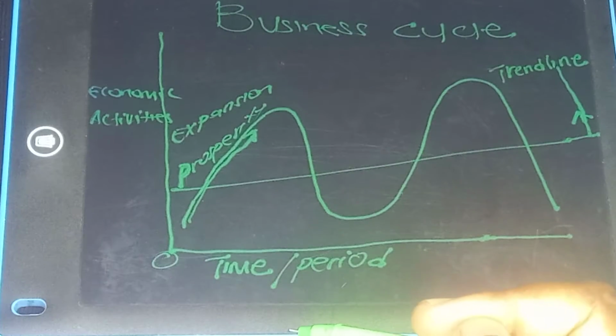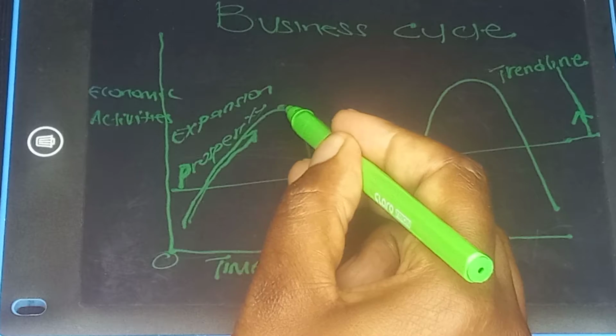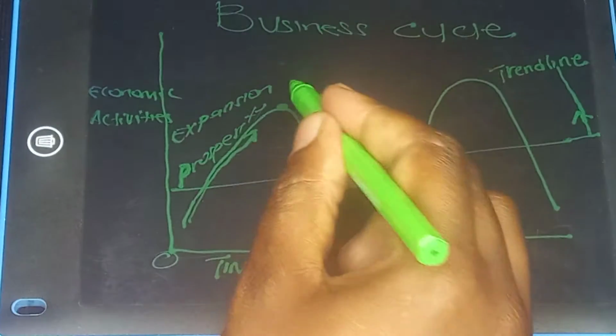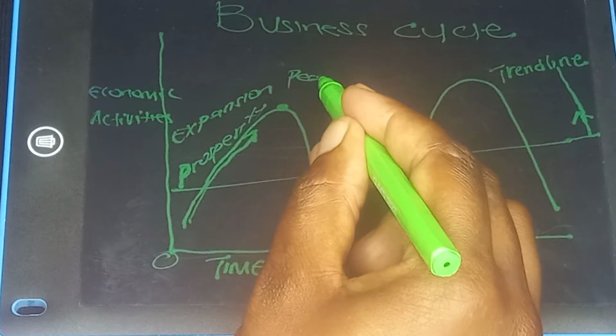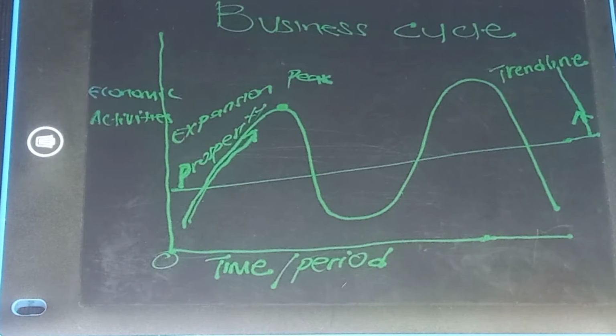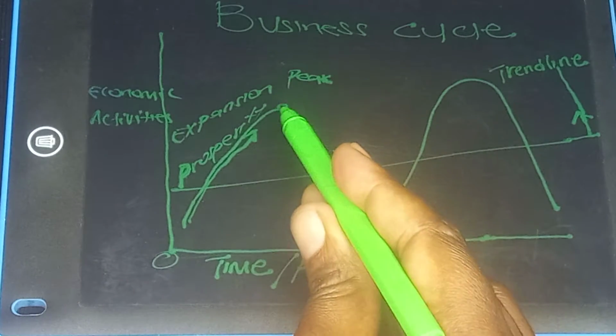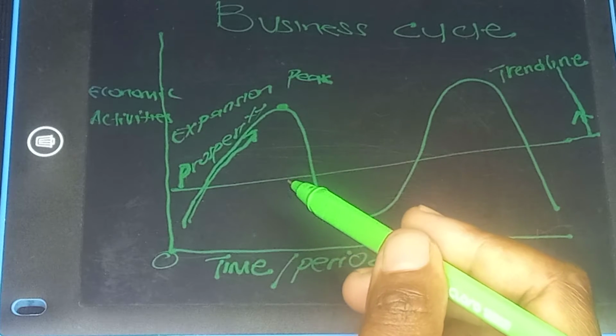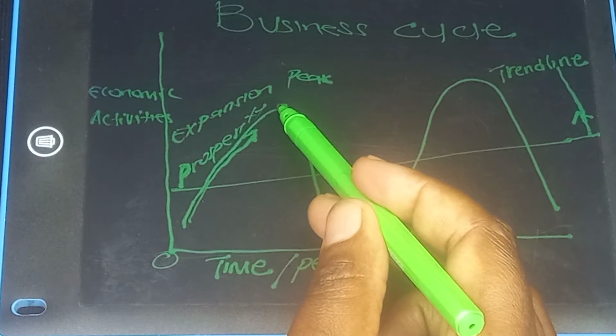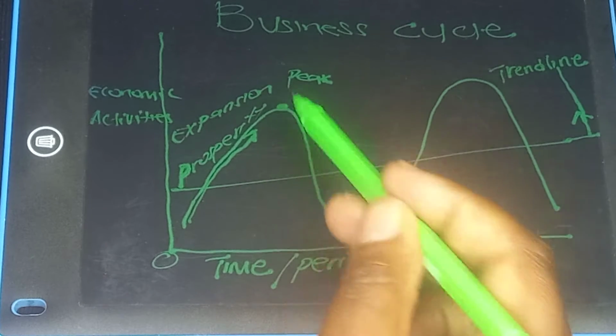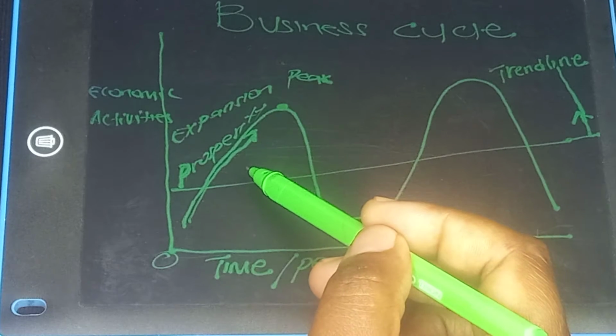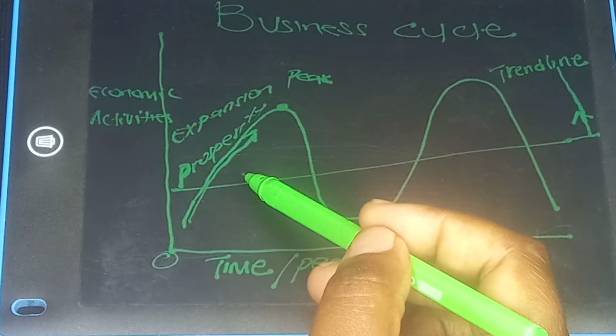The economy is growing. And we have a turning point here called peak. The peak is the highest turning point in a business cycle. It is like you are in a mountain. Therefore, when you are at the highest point geographically, you have to go down. Just like the economy. When the economy has reached this point, the economy will have to go down.